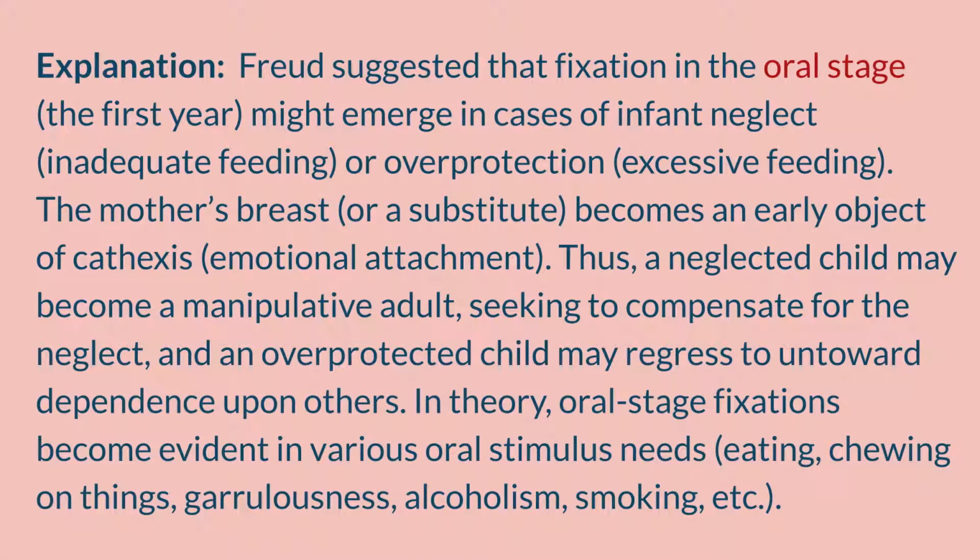Explanation. Freud suggested that fixation in the oral stage, the first year, might emerge in cases of infant neglect, inadequate feeding, or overprotection, excessive feeding. The mother's breast, or a substitute, becomes an early object of cathexis, emotional attachment. Thus, a neglected child may become a manipulative adult, seeking to compensate for the neglect, and an overprotected child may regress to untoward dependence upon others. In theory, oral stage fixations become evident in various oral stimulus needs: eating, chewing on things, garrulousness, alcoholism, smoking, etc.